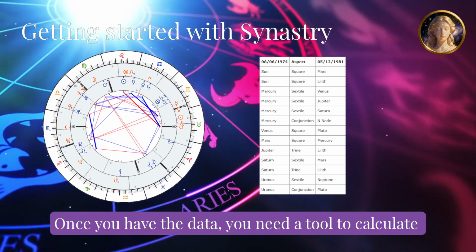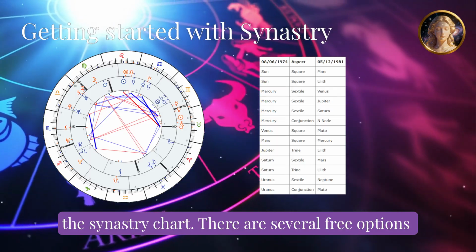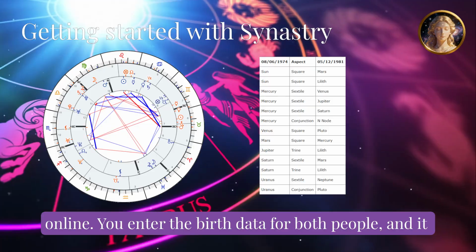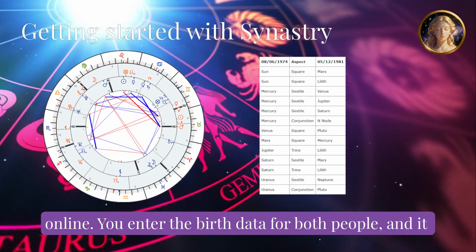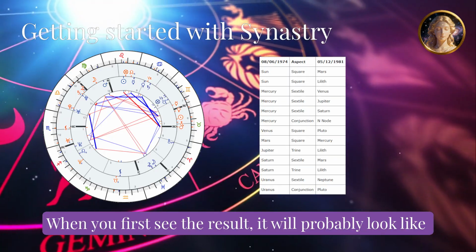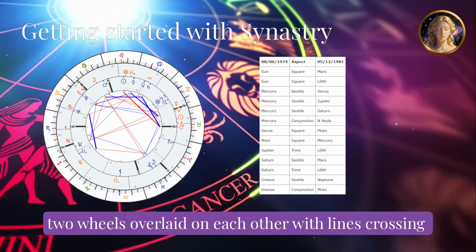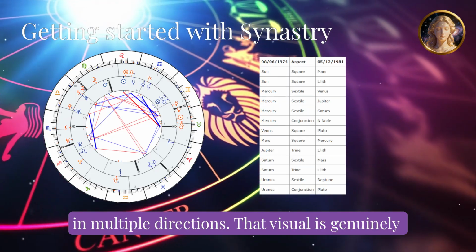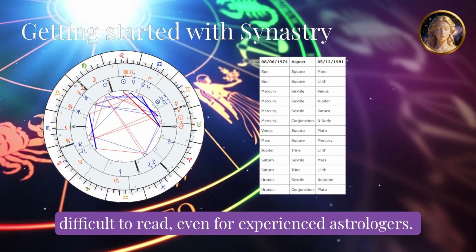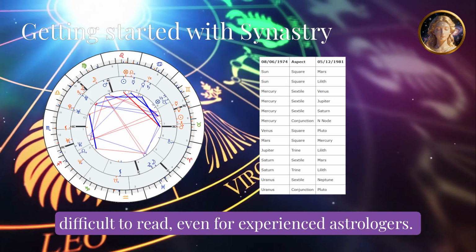Once you have the data, you need a tool to calculate the synastry chart. There are several free options online. You enter the birth data for both people, and it generates the synastry chart for you. When you first see the result, it will probably look like 2 wheels overlaid on each other with lines crossing in multiple directions. That visual is genuinely difficult to read, even for experienced astrologers.